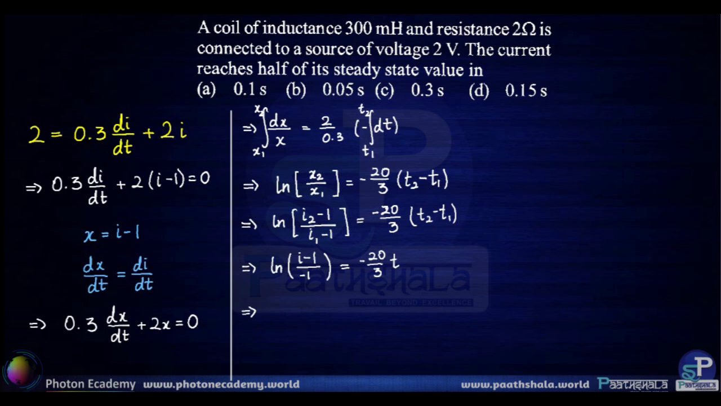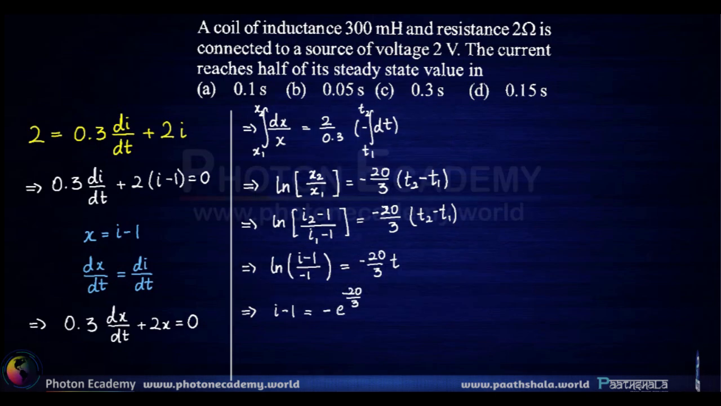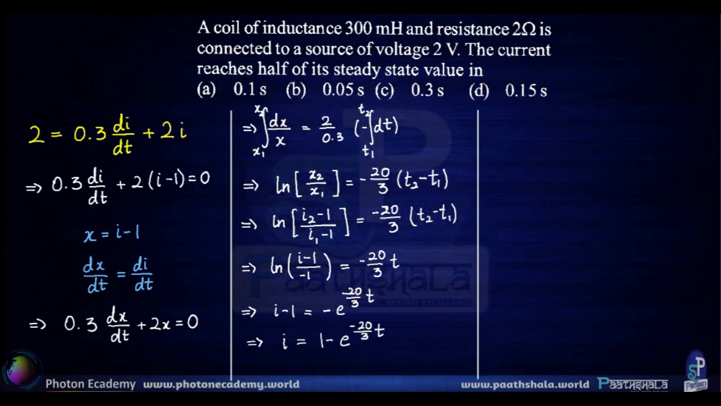And now taking the exponent on both sides, we get I minus 1 is equal to minus e to the power minus 20 by 3 t, or the current in the circuit is equal to 1 minus e to the power minus 20 by 3 t. Now at time t is equal to 0, the current is 0, and at time t is equal to infinity, the current is equal to 1 ampere.